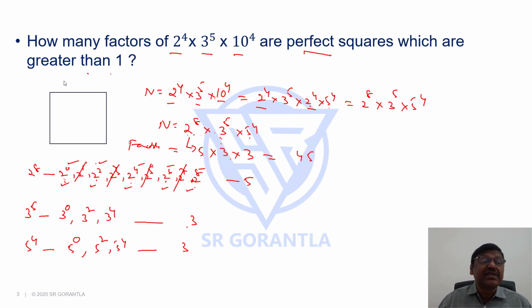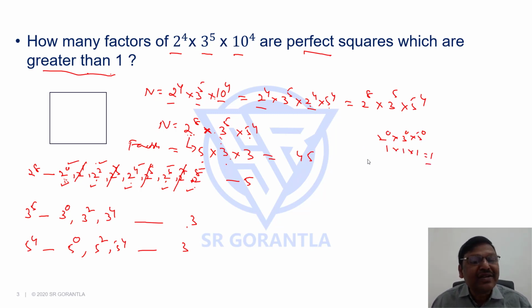But here the question says, greater than 1. When you are multiplying them, one of the possible cases will be 2 power 0 into 3 power 0 into 5 power 0. That is 1 into 1 into 1. It could have been 1. So we should ignore 1 because it must be greater than 1. So hence our answer should be 45 minus 1, that is 44.